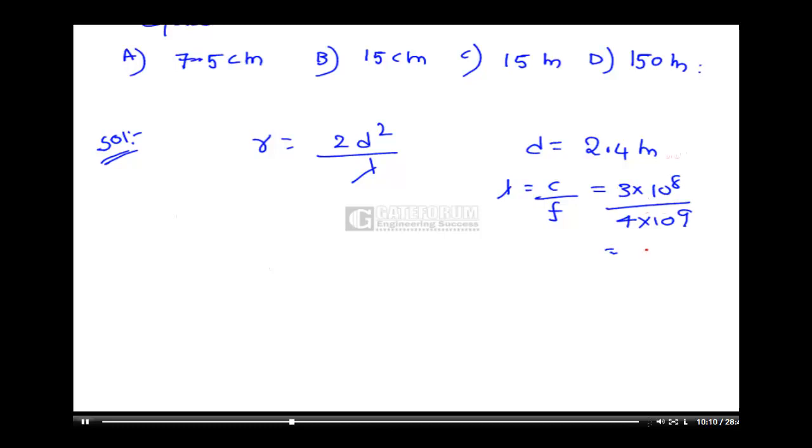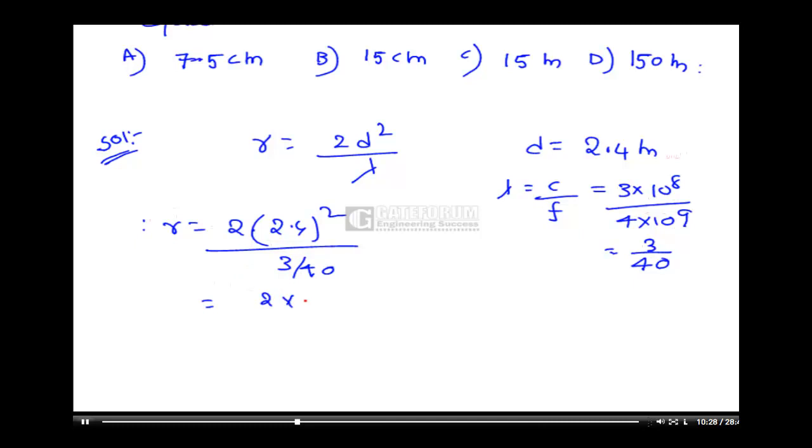So this is nothing but 3 by 40. Therefore, R is equal to 2 into 2.4 whole square by 3 by 40. That is equal to 2 into 2.4 into 2.4 into 40 by 3. So this is equal to 0.8, so this is equal to 2 into 8 into 4, because 0.8 into 40 is nothing but 8 into 4 into 2.4.